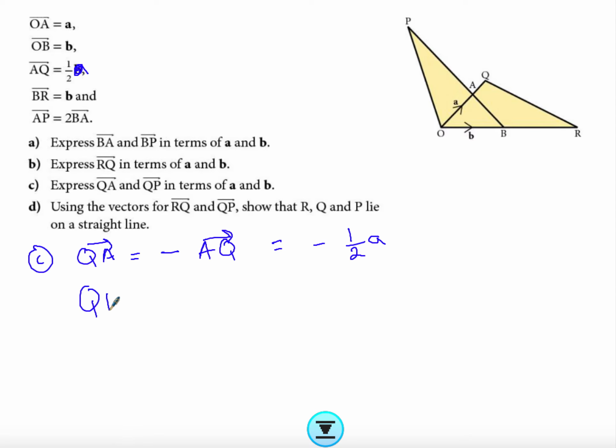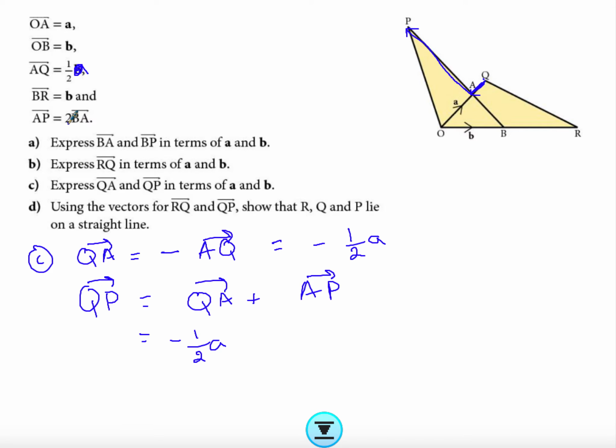So using this, it will be useful to find QP. So Q to P, obviously there's no line here, but in order to get from Q to P, I'll go Q to A and then A to P. So again, remember, you're breaking it down into parts that you know. Q to A we found already, which is negative half of A. Even if you didn't find it, it would be easy to see that it's the opposite of A to Q.